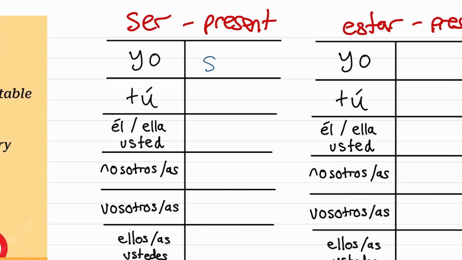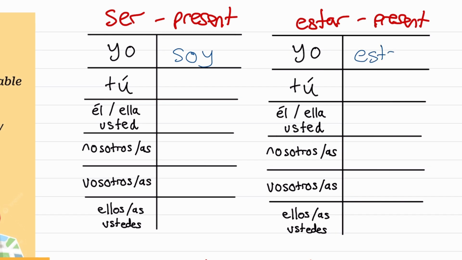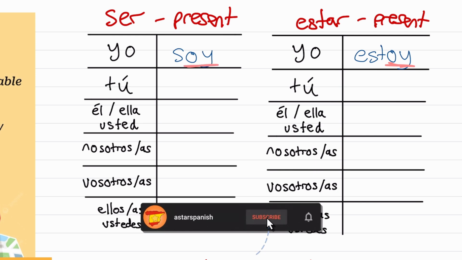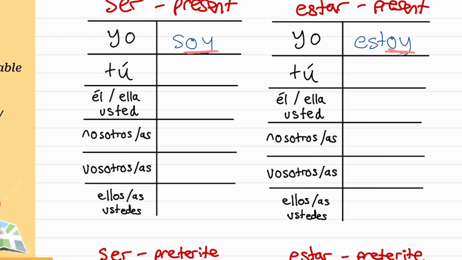Soy. Yo soy. Let's do both simultaneously. So soy is I am, for estar it's estoy. Do you see how they're similar? They both end in this oy, if I do that in a different color. So oy, oy, they both end in oy. So soy, estoy.